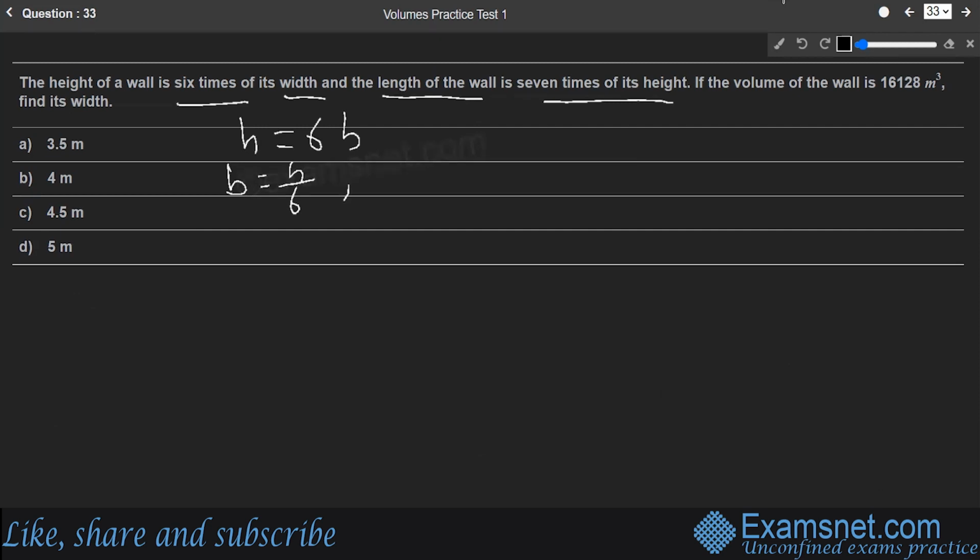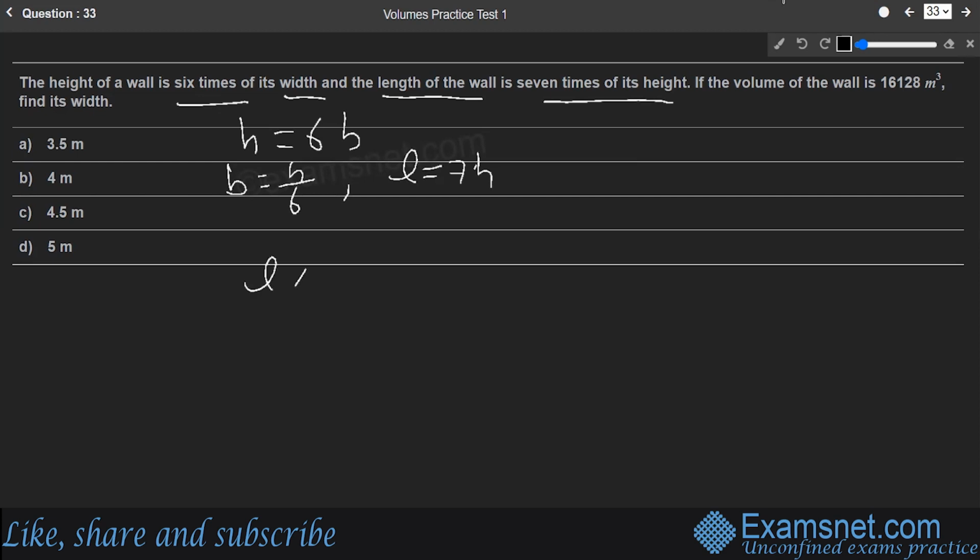Then the next thing he says, length of the wall is 7 times the height. So length is equal to 7 times the height. So now we have everything. We have all the dimensions L, B, and H converted in the form of H itself. Now we can find out the volume of this particular wall. He says the volume of the wall is 16128 meter cube.